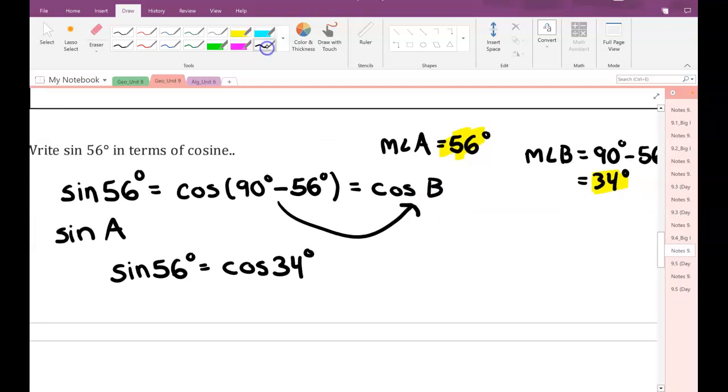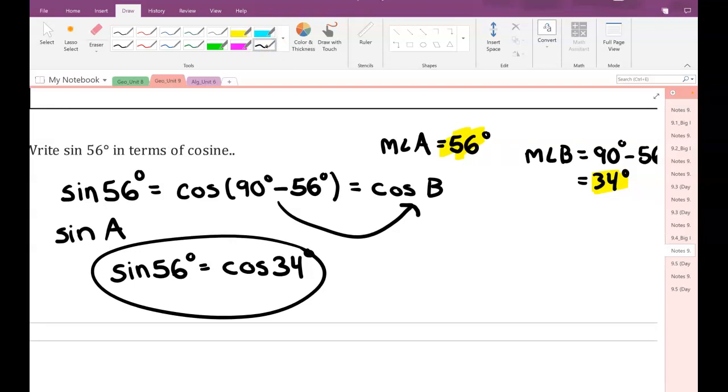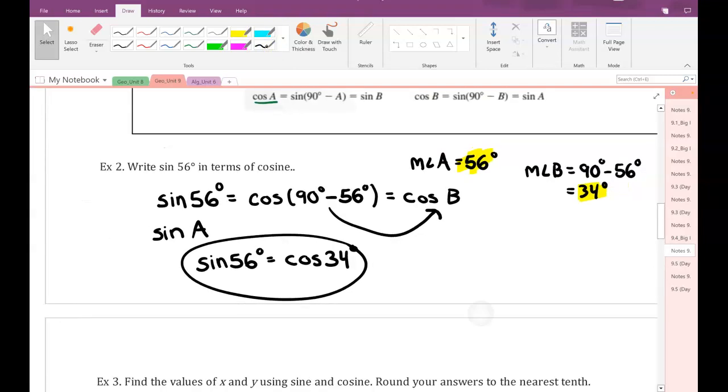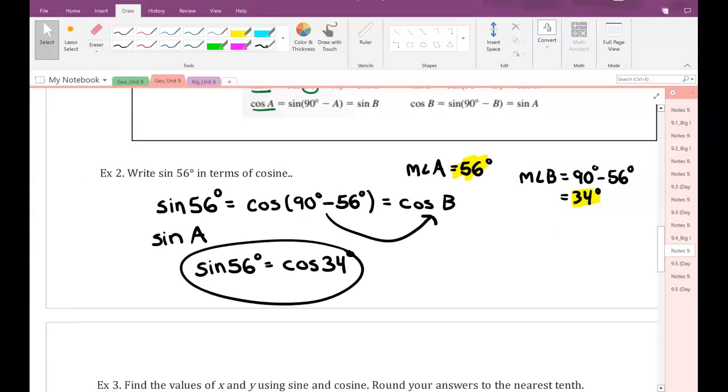If you were to plug these two values into your calculator, you'd get the same decimal answer. You'll do a bunch of these on your homework just to get some extra practice, but again, you're just taking 90 minus whatever angle you're given and rewriting it in, whether it asks you to rewrite it in sine or cosine.